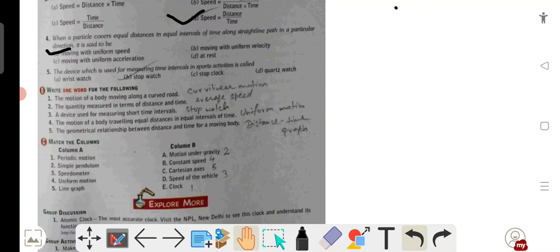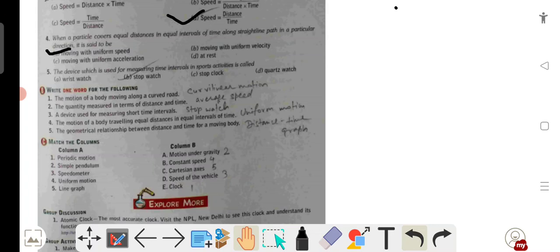In question B of the quick assignment, write one word for the following. The motion of a body moving along a curved road is curvilinear motion, when it is a curved path. The quantity measured in terms of distance and time is average speed. A device used for measuring short time intervals is a stopwatch, which we use in a race on a track.